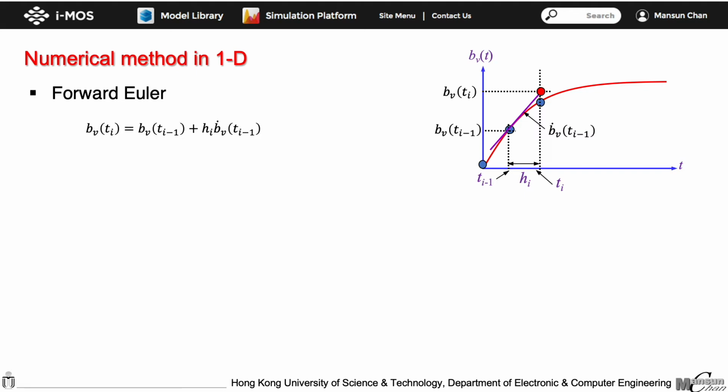In the equation, we use the dot on top of BV to denote the time derivative. This method is called the forward Euler integration. As shown in the figure, it will introduce an error in the approximation. But the error can be minimized by taking a small time step Hi. And the general form of the forward Euler equation is given here, after rearranging the terms.